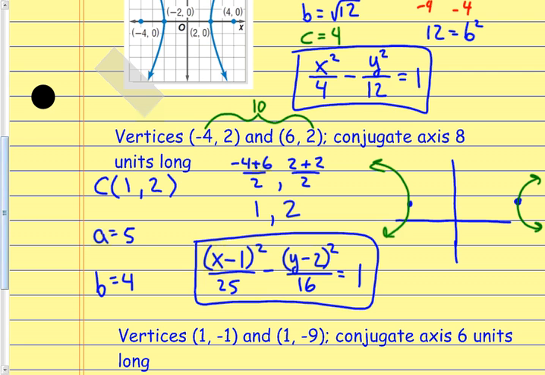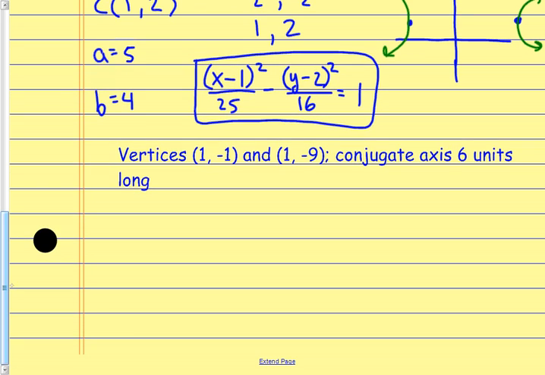For the next one, again, I'm given the vertices and the conjugate axis. So I want to find the center. So if I want to find the center of this thing, I'm essentially just doing my midpoint. So once again, I do the midpoint. It's 1 plus 1 divided by 2. And -1 plus -9 divided by 2. So here I get a 1. Here it looks like I get a -5 when I add those and divide. So my center is 1, -5.